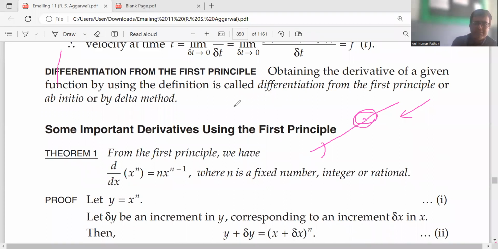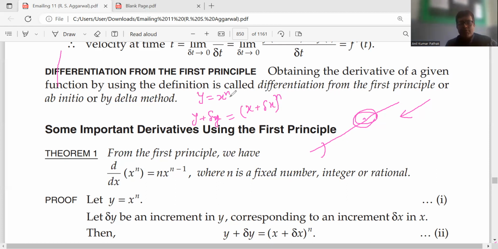So we write here first. Therefore, what will be there? Change y plus delta y. Here we will write, let y be incremented by delta y, an increment in y corresponding to an increment in x as delta x. So it will be y plus delta y is equal to x plus delta x to the power n.